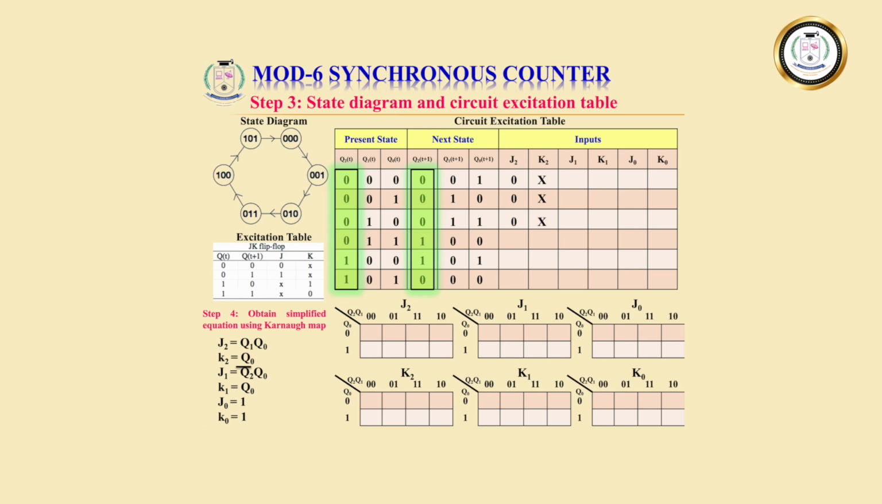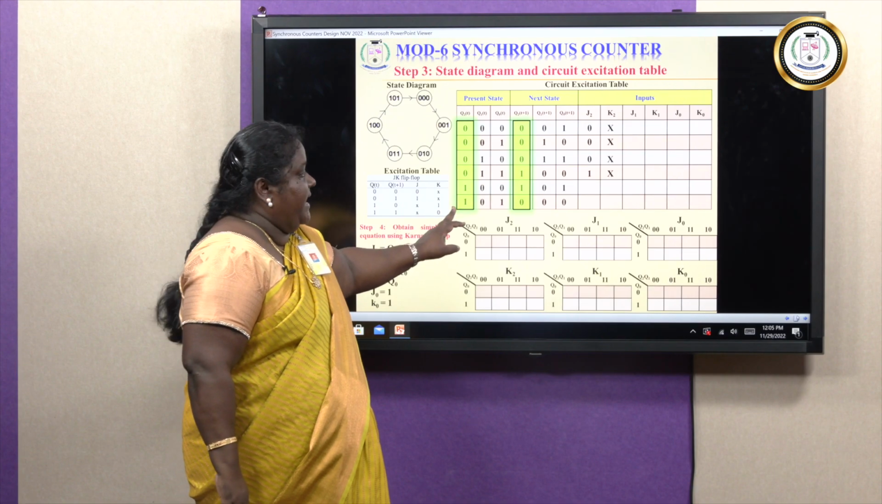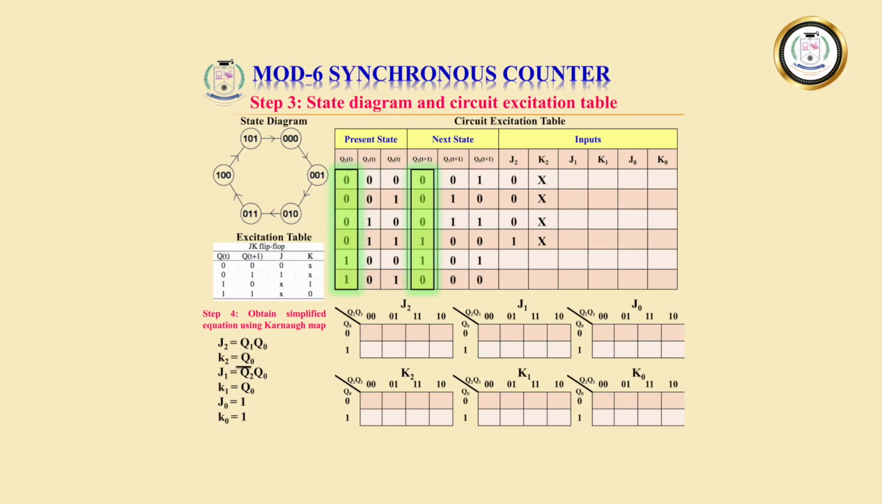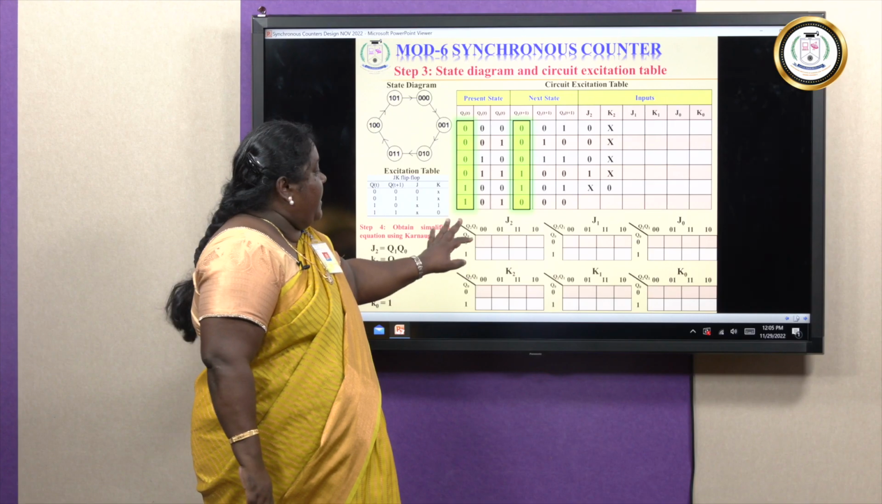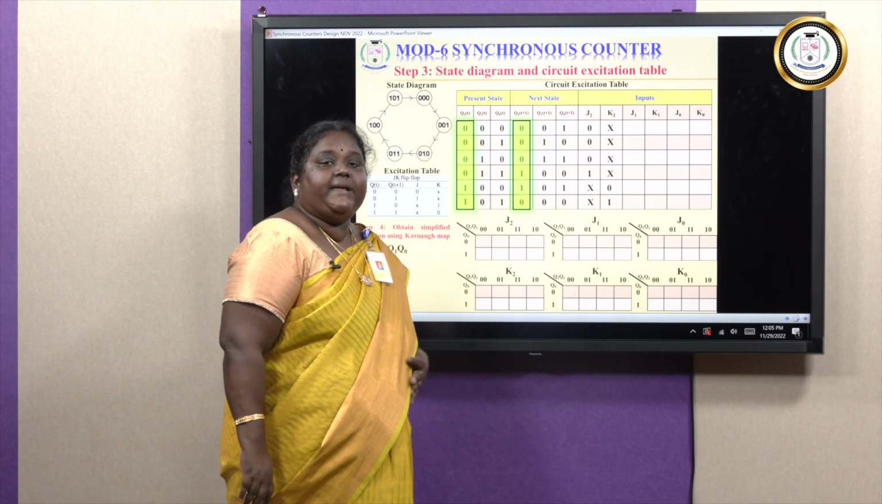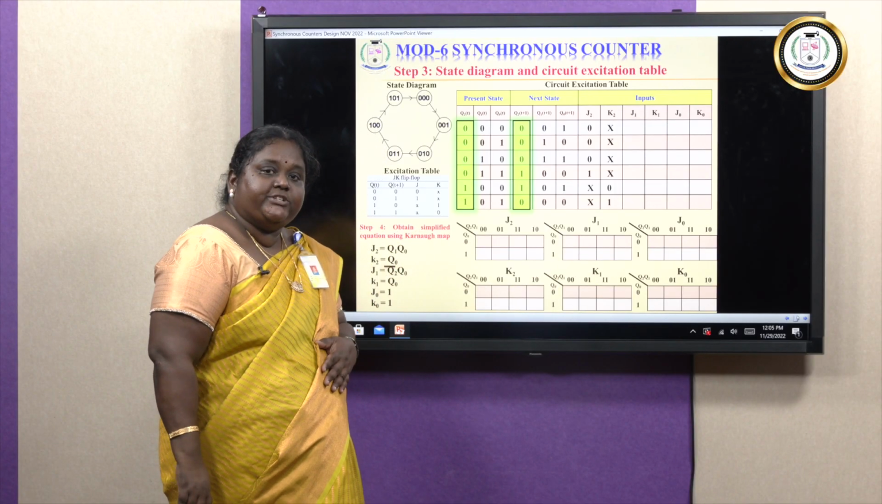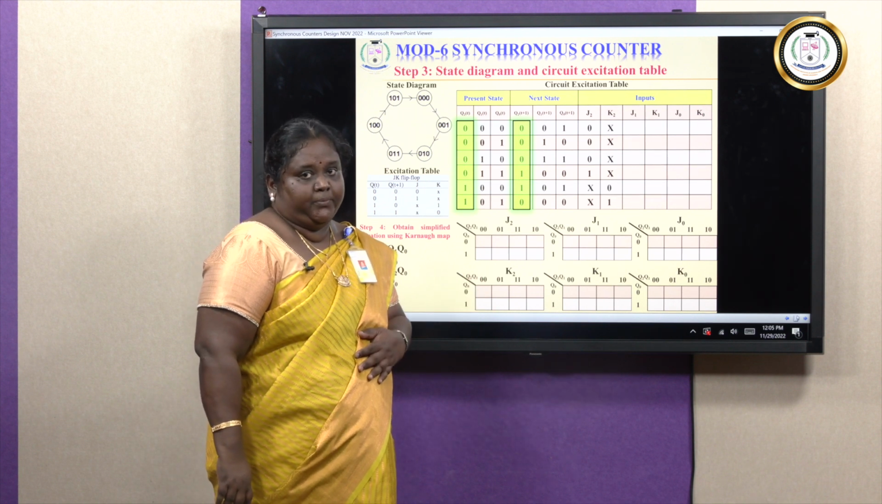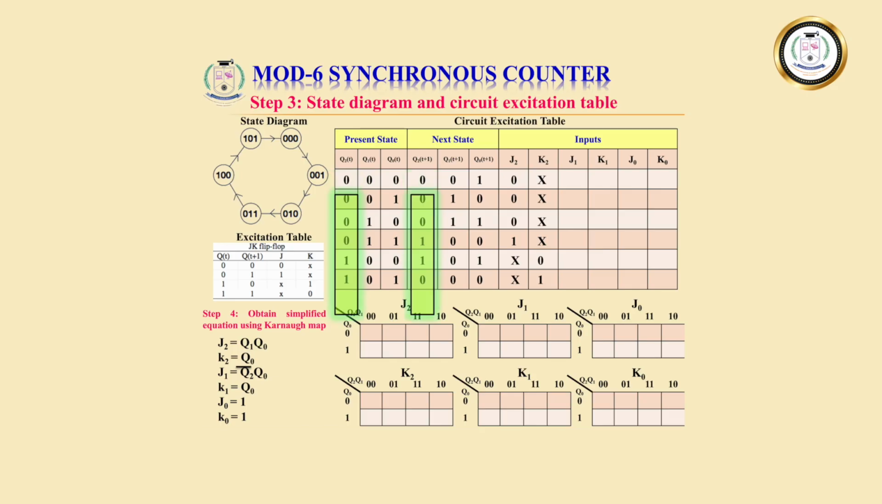Then we have 0, 1. For 0, 1, it is going to be 1, don't care. Similarly, for 1, 1, it is going to be don't care, 0. And for 1, 0, it is going to be don't care, 1. Now we have completed the input combinations for flip-flop 2, for J2 and K2. Next, we will pass on to the next step.